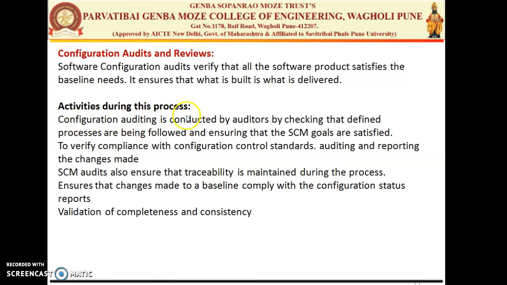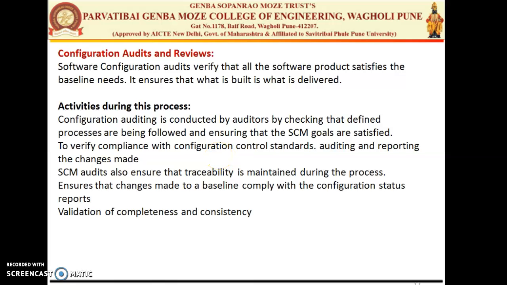So what activities are carried out? The first one is the configuration audit. It's conducted by the auditors by checking that the defined processes are being followed and ensuring that SCM goals are satisfied or not. Second is configuration control standards, whether the process has been maintained with the configuration control standards, that is accounting and reporting, that is making the change. Then we have SCM audits to ensure that traceability is maintained during the process.